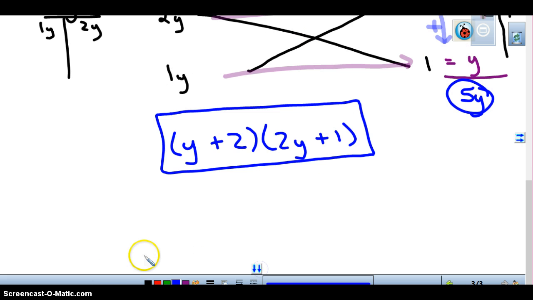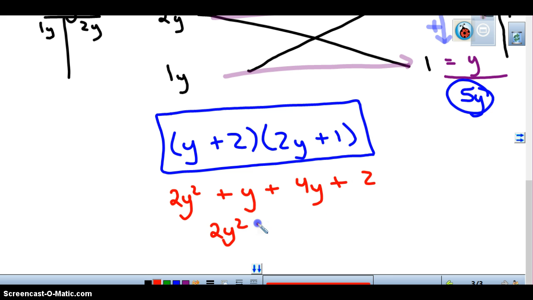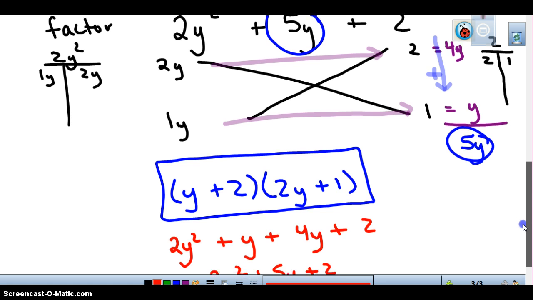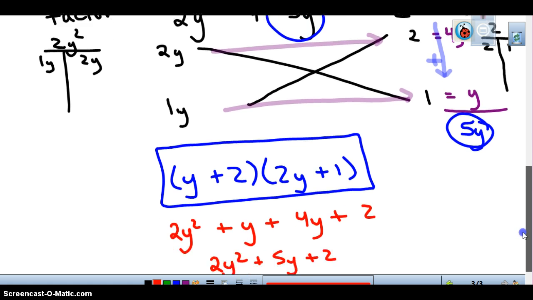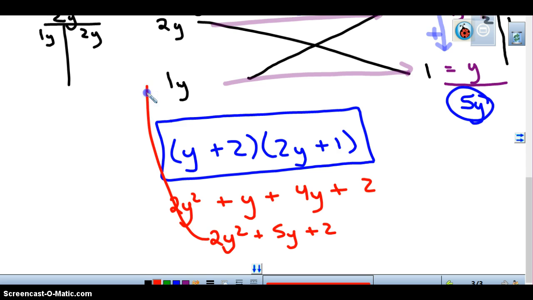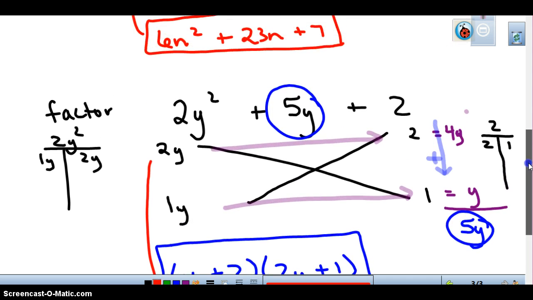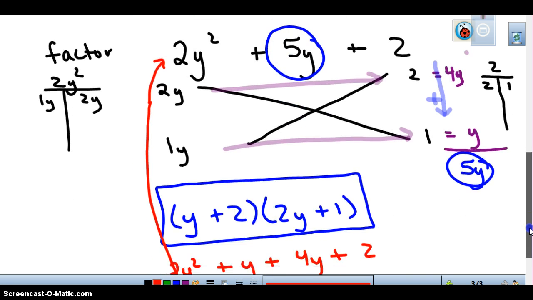And I can check my answer. You say 2y squared plus y plus 4y plus 2. 2y squared plus 5y plus 2. Let's check if this is correct. Is that what I started with originally? Yes. So that means my answer is correct.